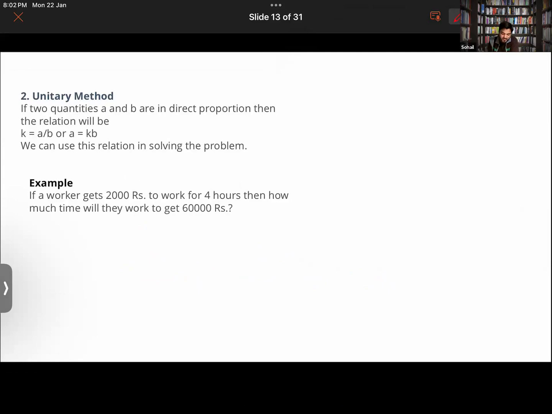कि हमारे पास क्या है? If two quantities A and B are in direct proportion, then the relation will be K equals A upon B. Let's understand this with an example. K equals A upon B, and we can also say that A equals K into B, right?